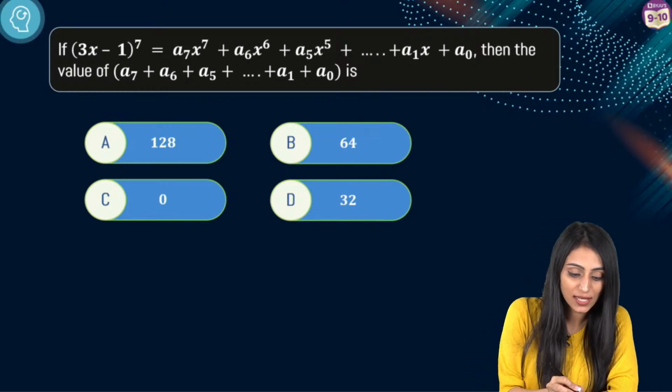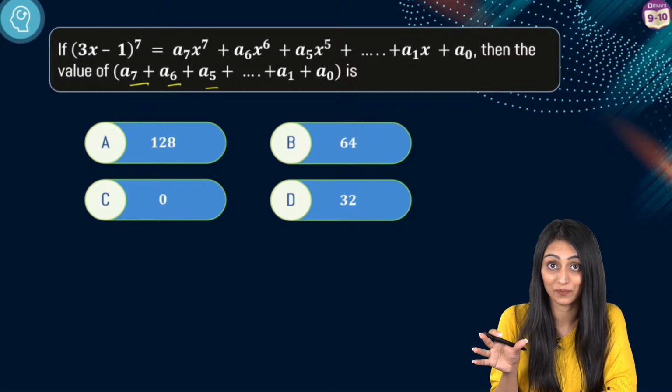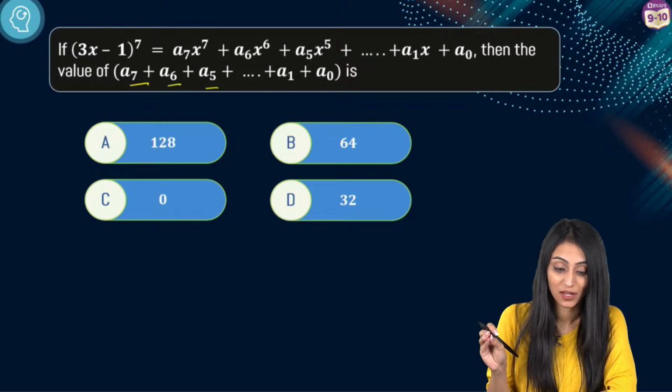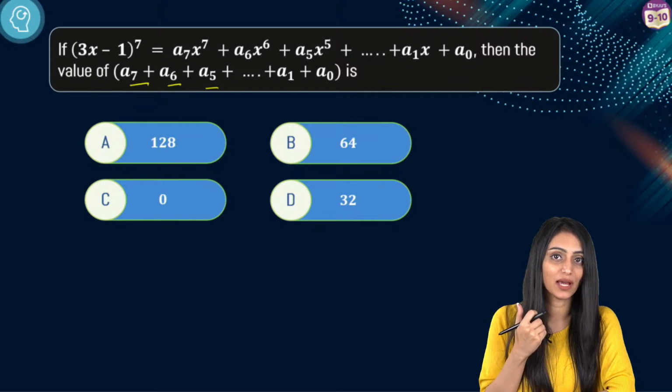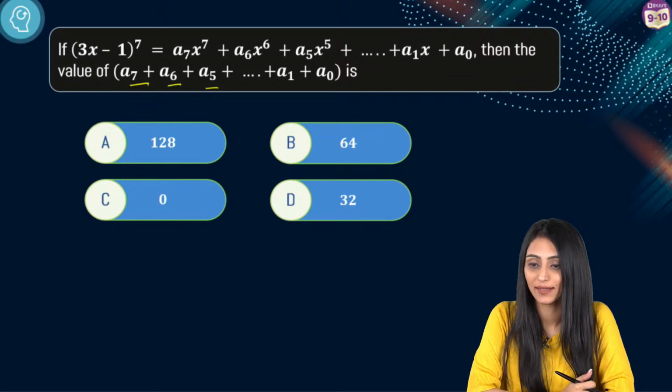You see, the question is asking a7, a6, nothing is written with them, right? No variable is there. So if I want to remove the variable from there, what should we do here?